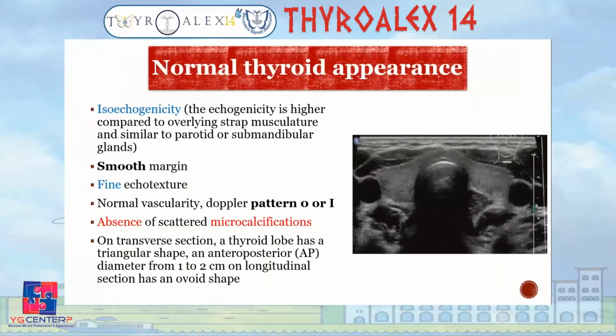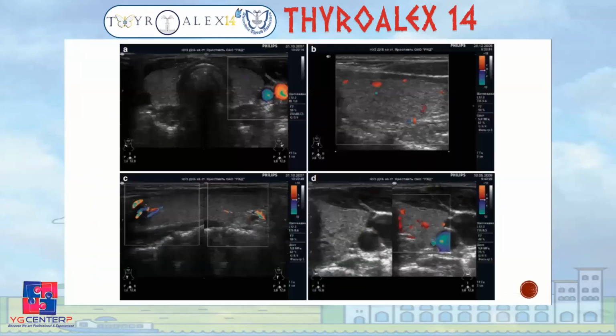So the normal thyroid appearance is isoechoic, with smooth margins, fine echotexture, normal vascularity, Doppler pattern 0 or 1, and there are no microcalcifications. The lobe in the transverse aspect will be triangular in shape, and the diameter is about 1 to 2 centimeters, while it is oval in the longitudinal aspect, as we see. This is an example of a normal thyroid gland.